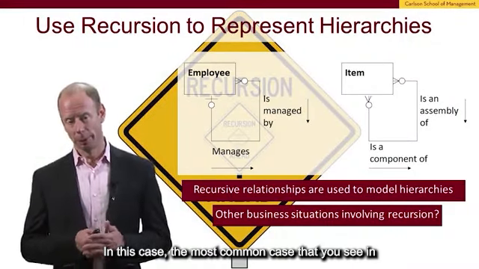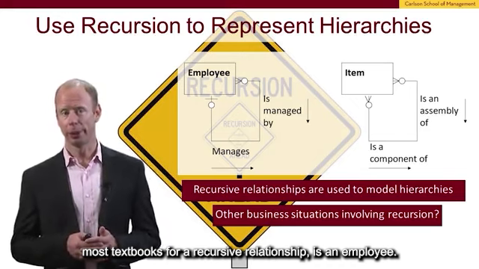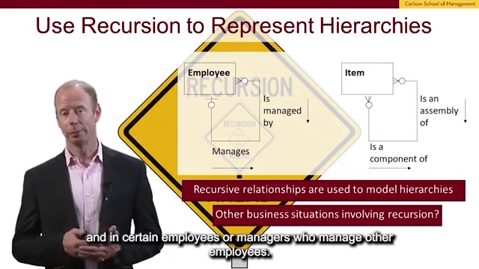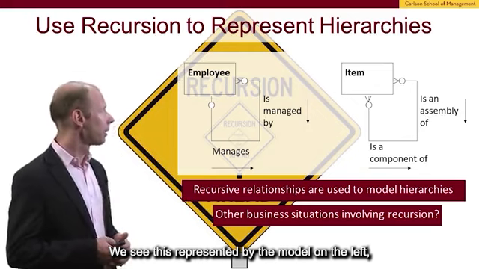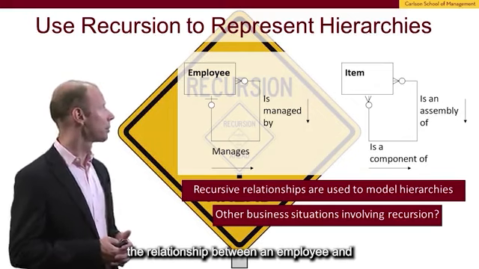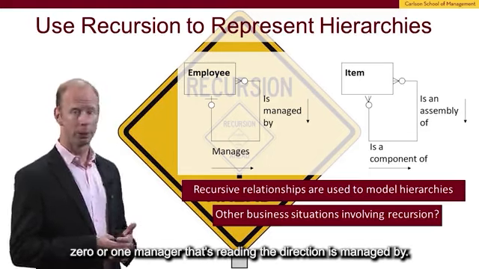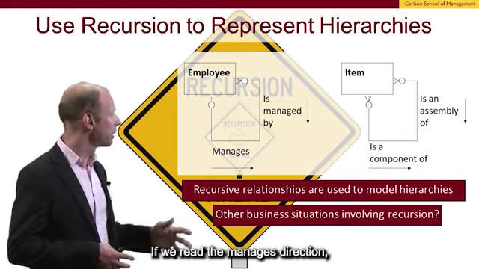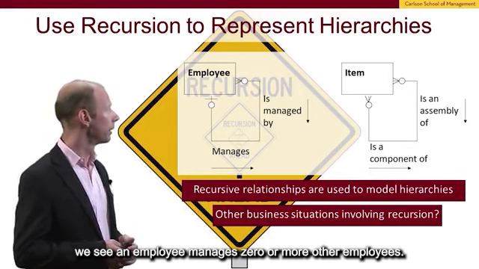In this case, the most common case that you see in most textbooks for a recursive relationship is an employee. Employees are often managed by other employees, and then certain employees are managers who manage other employees. We see this represented by the model on the left. The relationship between an employee and itself is effectively a one-to-many relationship. So employees typically have 0 or 1 manager. That's reading the direction is managed by. If we read the manages direction, we see an employee manages 0 or more other employees.